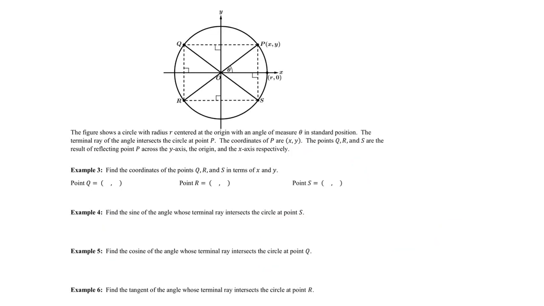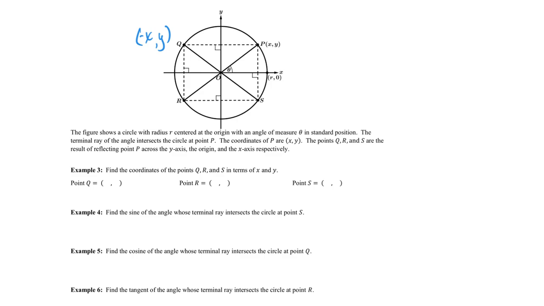Example 3. So they're giving this big old coordinate plane with a circle, center at the origin, and a lot of stuff is going on here. And it looks a lot more complicated than it is. So what we want to do is find all of these points, Q, R, and S. And they're just reflections across axes, right? So to get from P to Q, what would I have to do? Well, I'm going up the same amount, so the y value stays the same, but the x went to the left, so that's negative x.